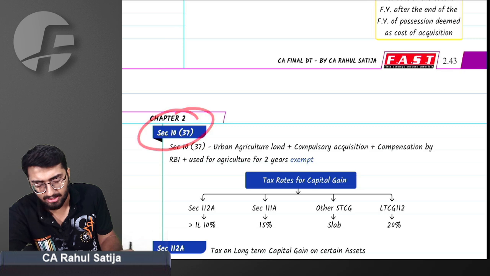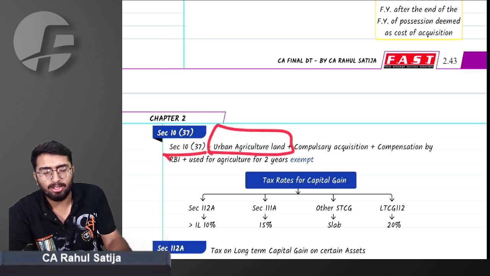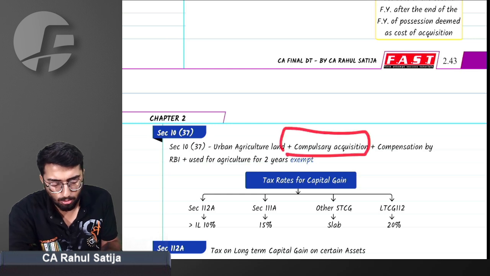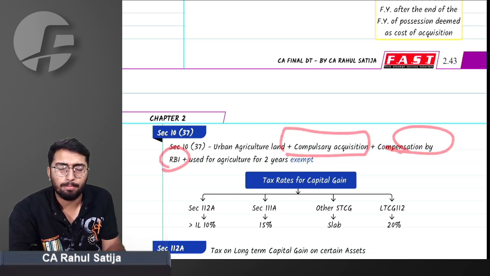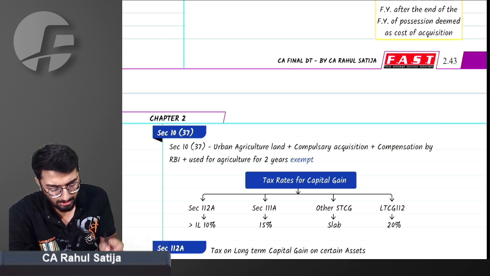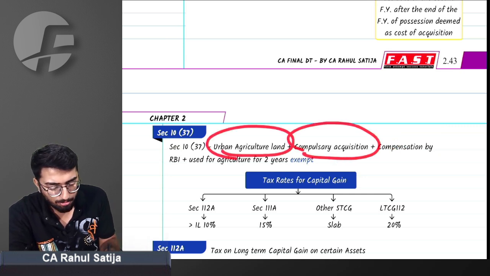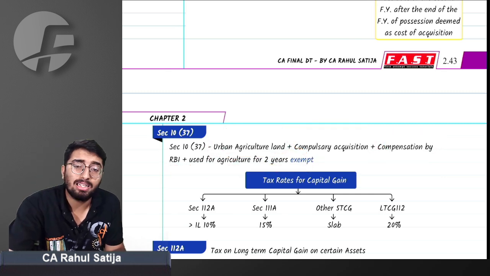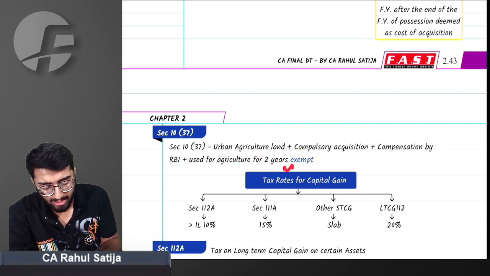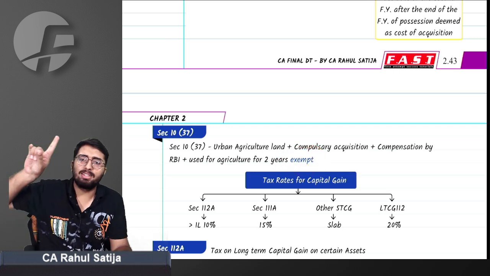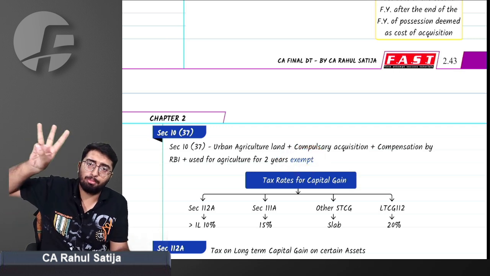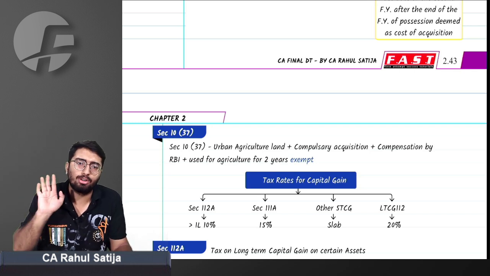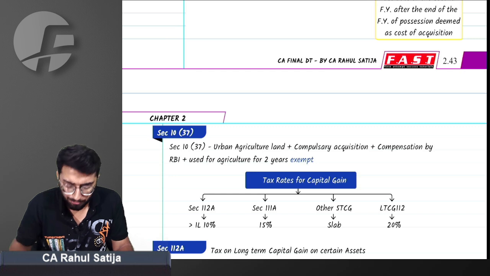Next, we have section 10(37). Section 10(37) says any urban agriculture land, if compulsorily acquired and compensation is paid by RBI, and it is used for agriculture purpose at least for 2 years, then it will be exempt. Any compulsory acquisition of urban agriculture land, compensation paid by RBI and used for 2 years will be completely exempt. Did you get this point or not? Yes, sir, we did get this point.